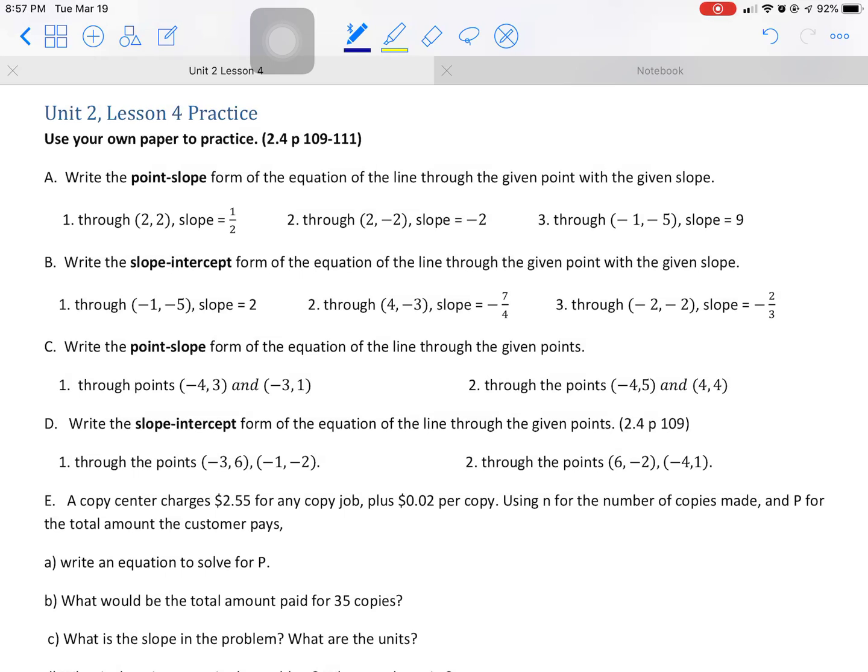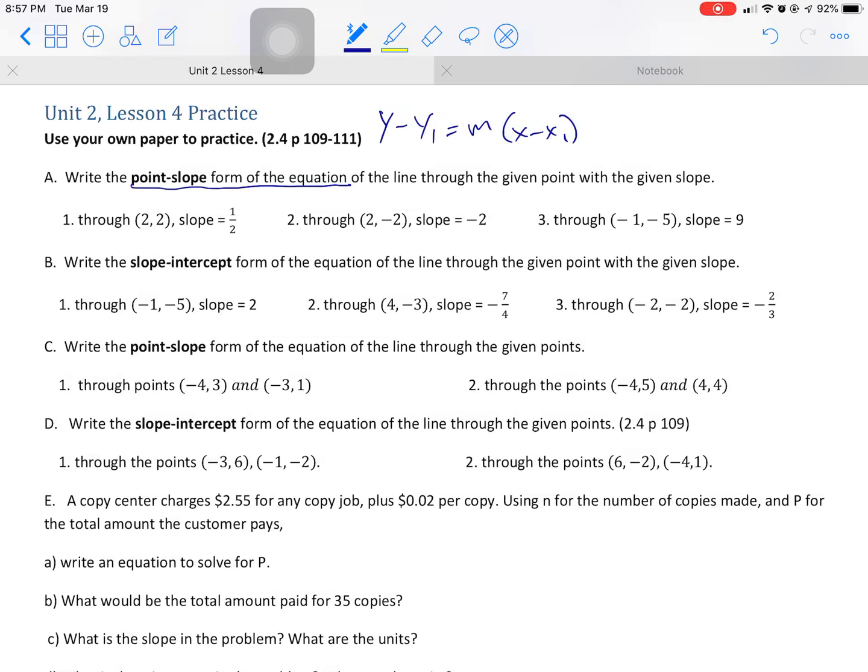So, let's see. A says write the point-slope form of the equation of the line through the given point with the given slope. Okay. So that means you're given 1 point and 1 slope, and they want the point-slope form of the equation. What's the point-slope formula? Let's write things down. y minus y1 equals m times x minus x1. That is the point-slope form of the equation.